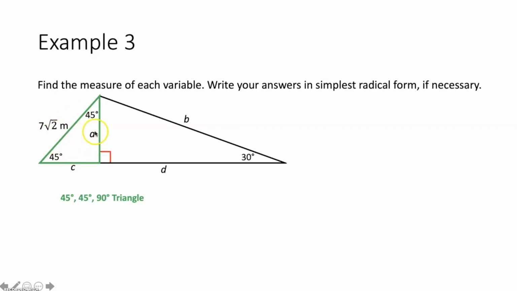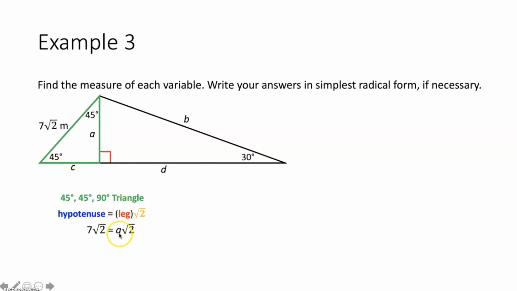Well, we don't know the length of either of the legs, but we do have the length of our hypotenuse. So we're going to set up that equation where the length of the hypotenuse of a 45-45-90 degree triangle is equal to rad 2 times one of the legs. So we're going to plug in 7 rad 2 for the length of our hypotenuse, and for our leg, we can either plug in A or C. It doesn't matter. I'm going to plug in A.